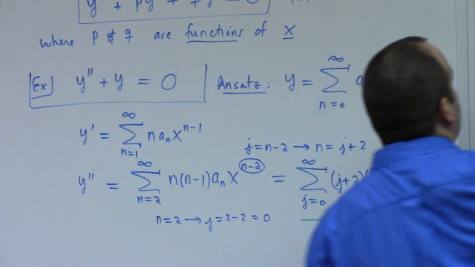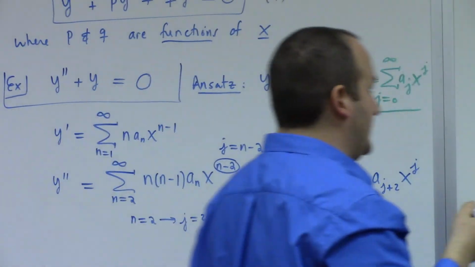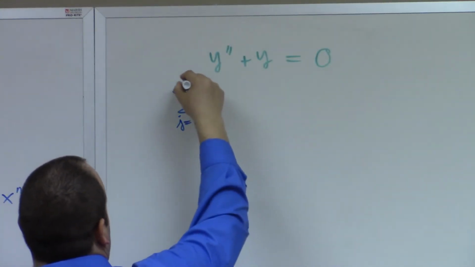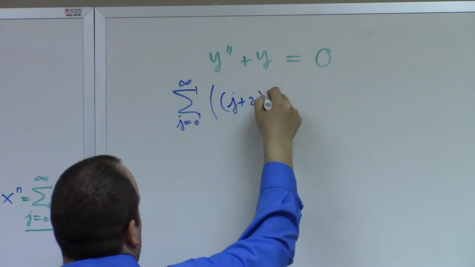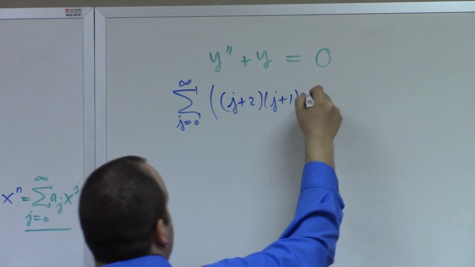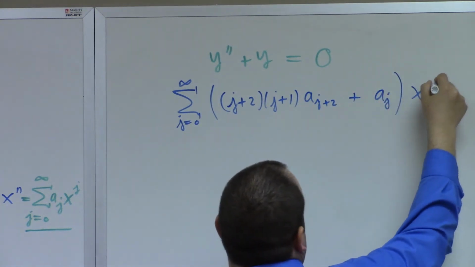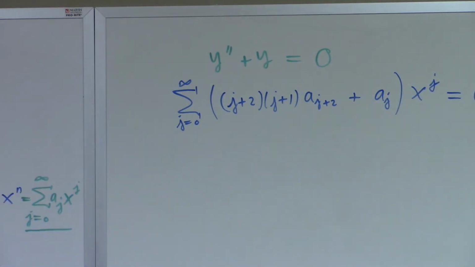So when I plug them in, I've got y prime prime plus y equals 0, right? And that gives me what? That gives me a sum, j equals 0. I'm going to skip a step and just go ahead and factor stuff out. The y prime prime gives me j plus 2 times j plus 1 times a sub j plus 2, and then plus a sub j, all times x to the j, right? I hope you see what I did there. I used both of the things I underlined in green just a second ago.